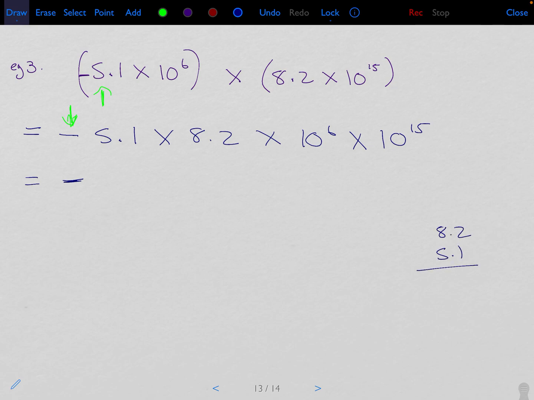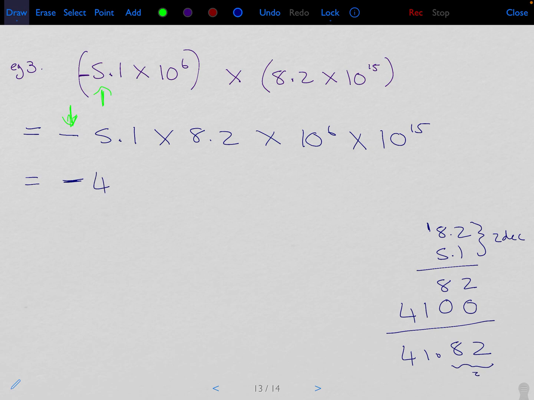So I'm going to go 5.1 times 8.2. You can ignore the decimal places. 1 times 2 is 2. 1 times 8 is 8. Then that 5 is 10 times bigger. 5 times 2 is 10. Carry the 1. 5 times 8 is 40 plus 1 is 41. And I'm going to get 41.82. I know it's 41.82 because there are 2 decimal places here, so there are 2 decimal places here. Also, 5 times 8 is 40, so surely it must be 41. So this is negative 41.82. Overall, the whole thing is negative. You've got negative times a positive, times a positive, times a positive. Of course, it's negative.